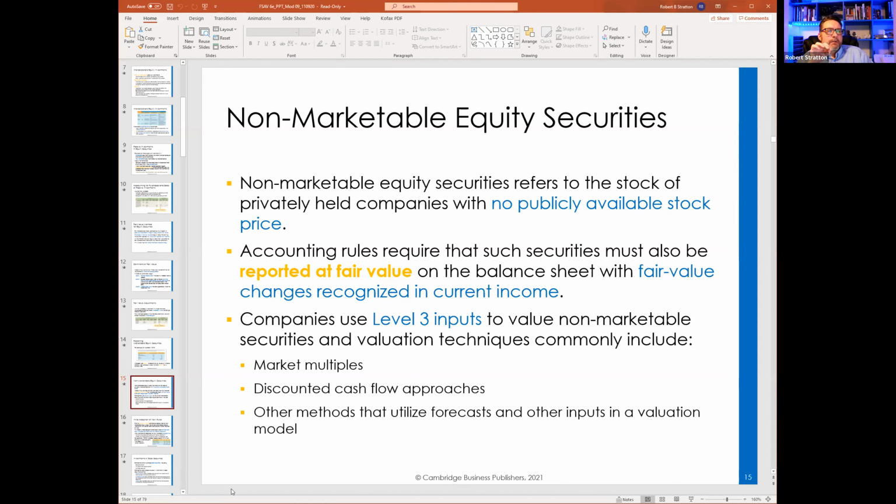So they still have to be reported at the fair market value, but it's really hard to come up with that. So you would look at as much as you can, like discounted cash flows, or if there's any competitor out there that is public, some kind of realistic, consistent method that passes the laugh test.